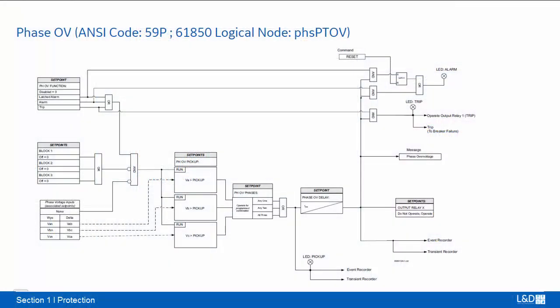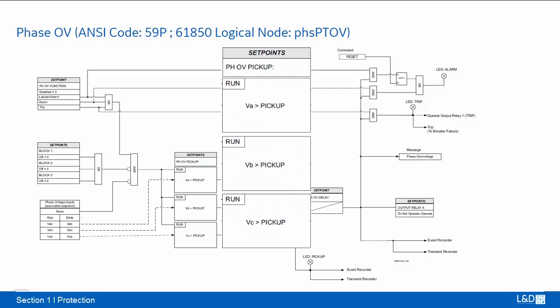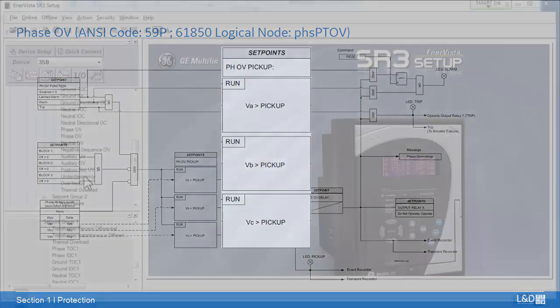The logic diagram of phase overvoltage is a simplified version of phase undervoltage. Be careful with the input voltage in the pickup block. When VT is in delta connection, phase-to-phase voltage should be used to compare with the pickup level.